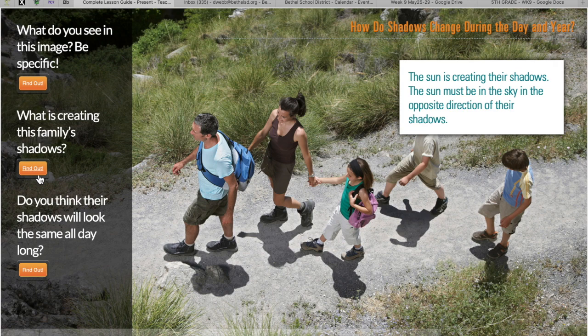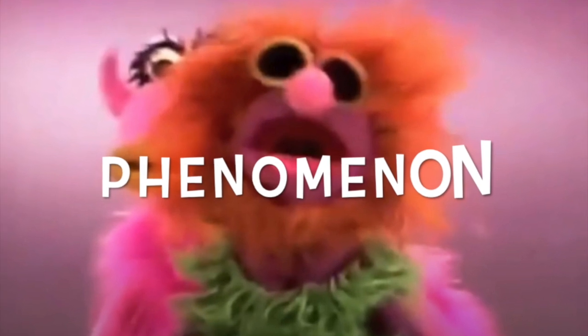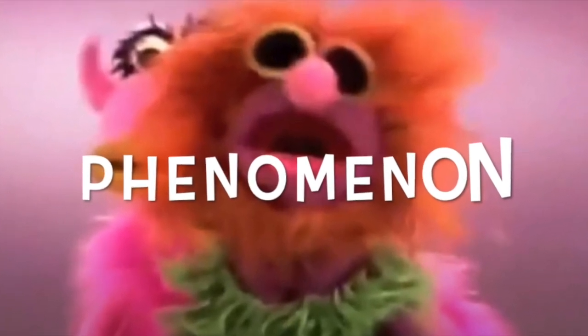Do you think their shadows will look the same all day long? Probably not. Shadows formed by the sun change length and direction throughout the day. Are you ready to learn more? Let's start by observing our phenomenon.